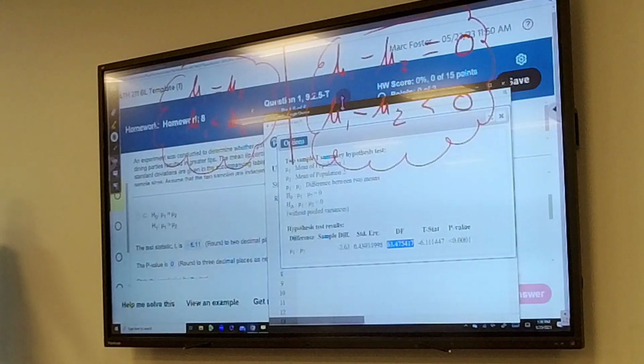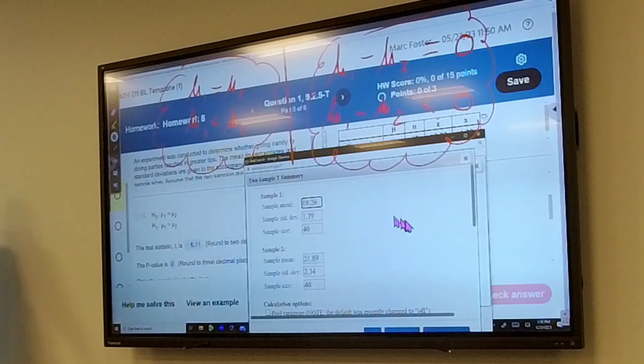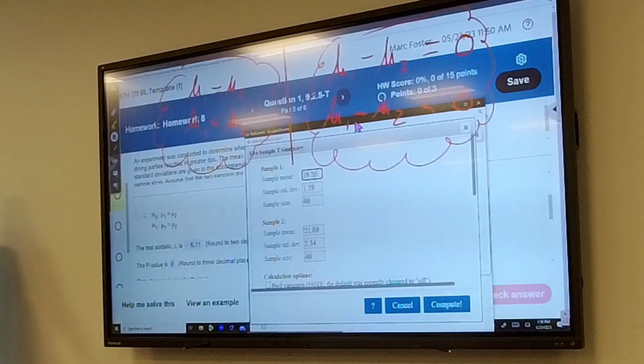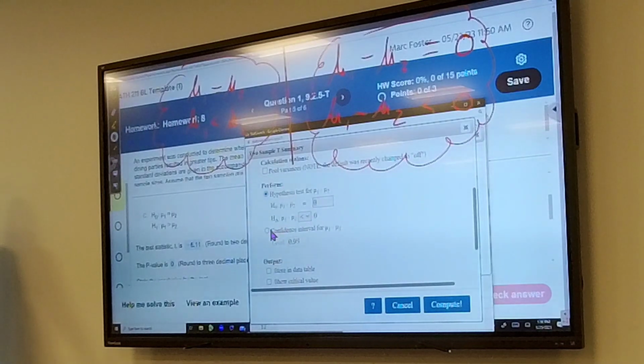Now, when you finish part A and you've still got StatCrunch open, click Options, Edit. If you click Options, Edit, it opens the window back up with all your numbers still typed in. That's going to be handy. You scroll down to confidence interval. What we need to know is what the confidence level is.